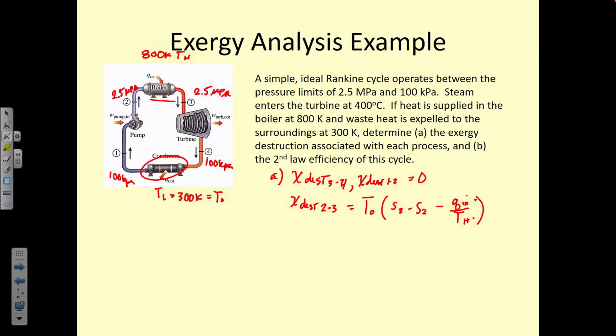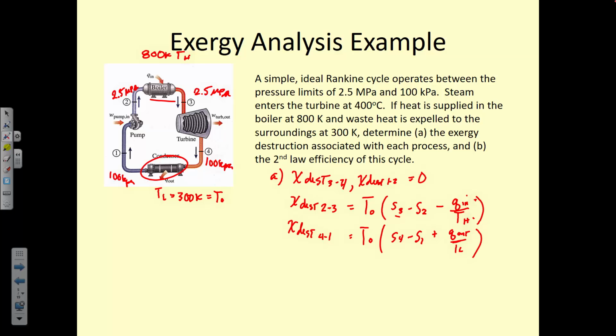Okay, and then the exergy destruction from what to what? We've got 2, 3. What's the next one we can solve? 4 to 1. How would we write that one? S4 minus S1. Yes, T naught times S4 minus S1, plus Q out over TL, which ends up being the same thing as T naught, right?